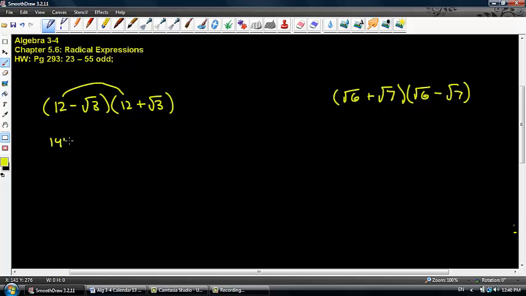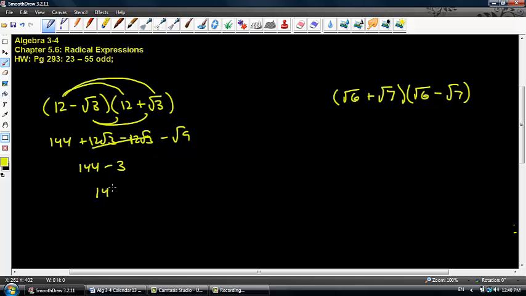I'm going to get 144 here. I'm going to get positive 12 rad 3. I'm going to get negative 12 rad 3, which are going to go away, and I get minus rad 9. So what I get is 144 minus rad 9. Well, rad 9 is 3, so I get 141 as my answer. The unique quality of conjugates is that they produce a number. I don't get any crazy terms.